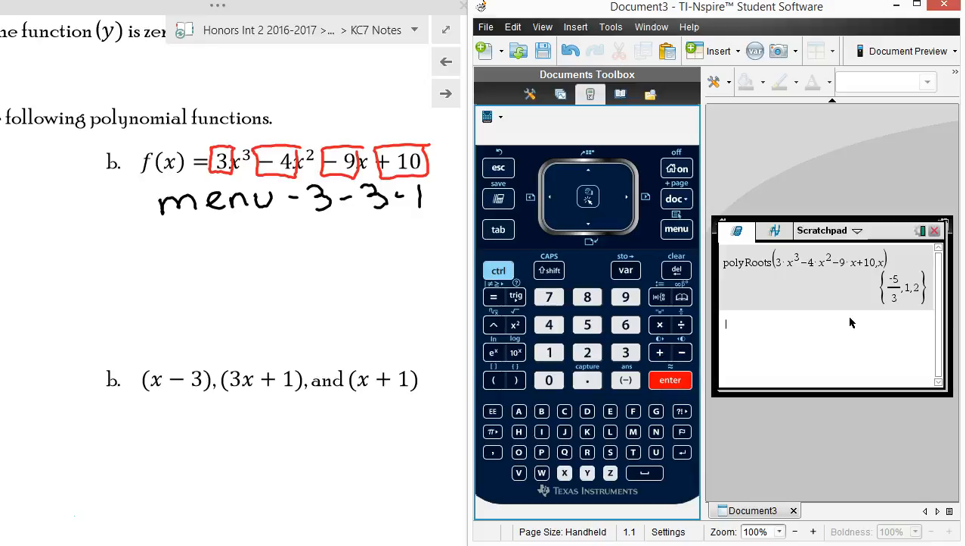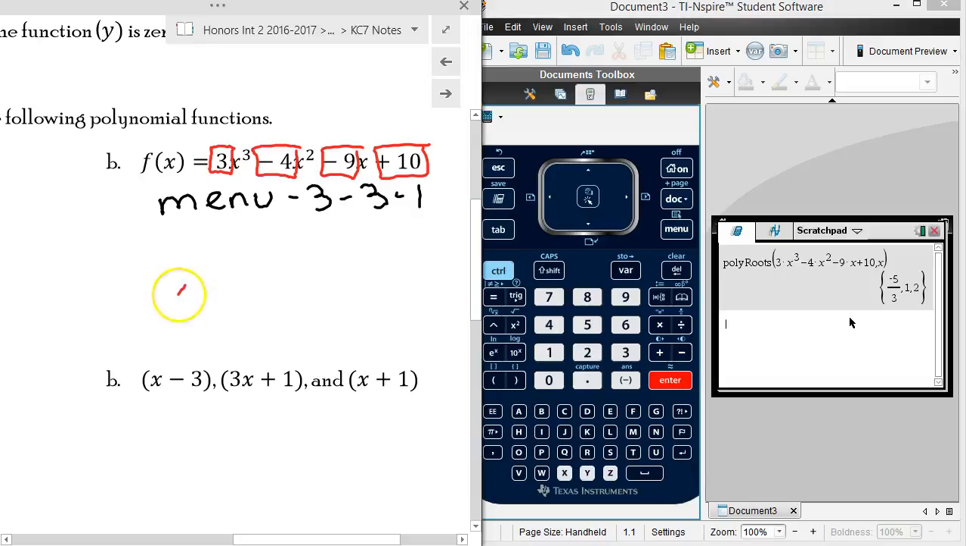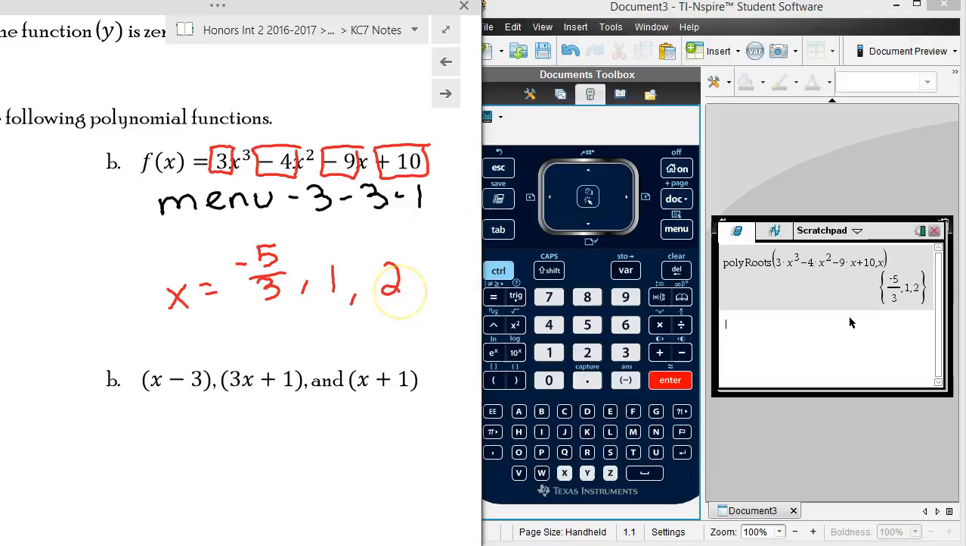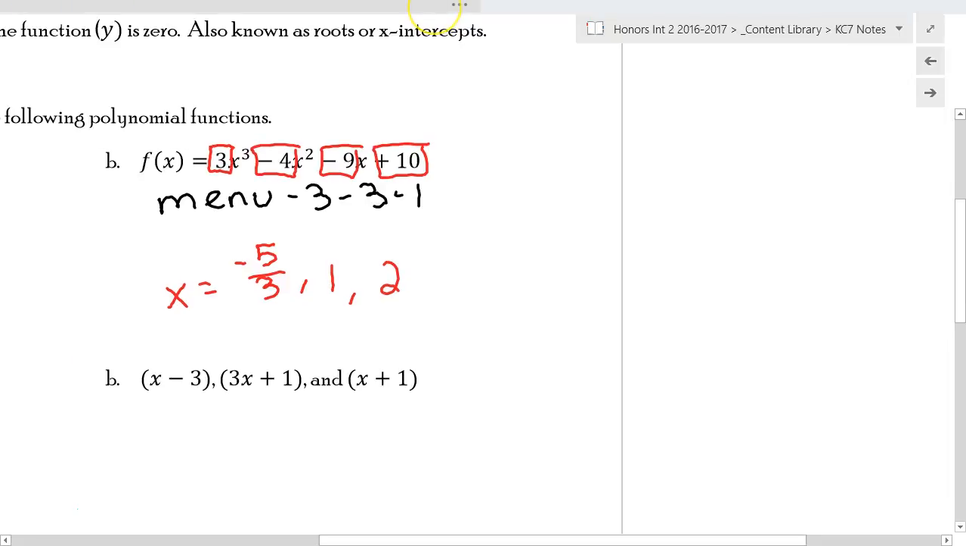Right, and here are my roots. x equals -5/3, 1, and 2. Okay? So those are your two different methods for using your calculator to find your roots. Whichever way you want to use, it's fine by me. Alright, that's pretty much it for our big calculator section for this part.